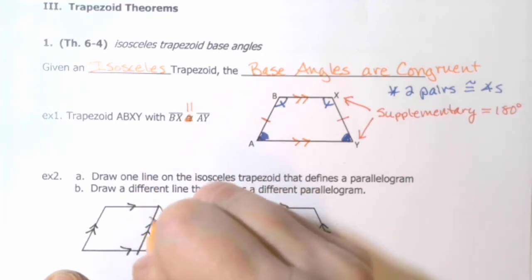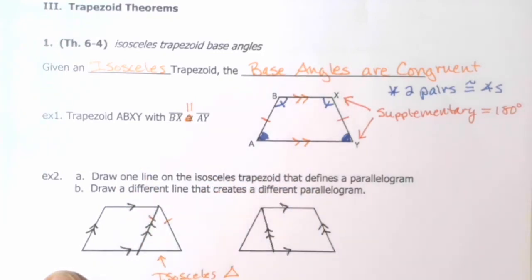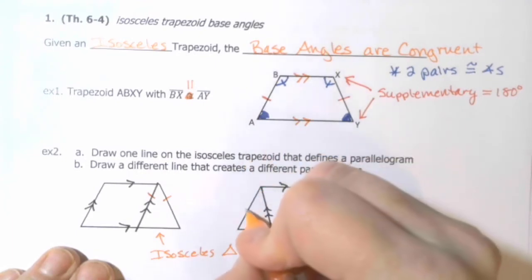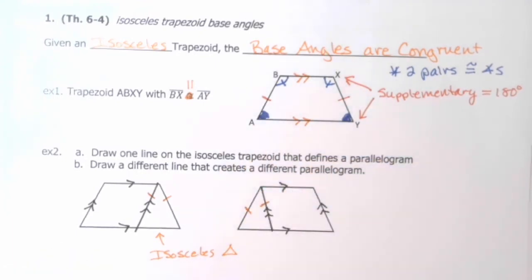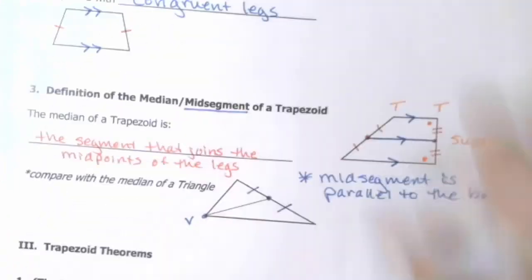In other words, this side and that side are the same. Same here. Those two sides are congruent to each other. So that's kind of a neat little construction you're going to be working on later. All right, flip the page.